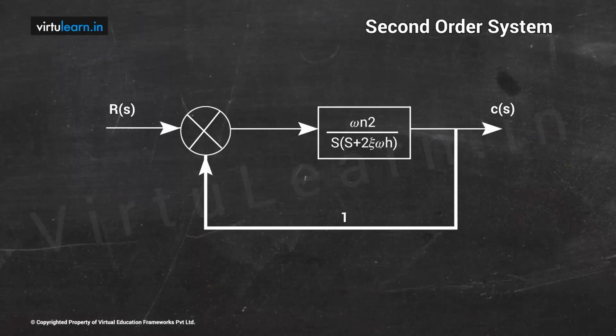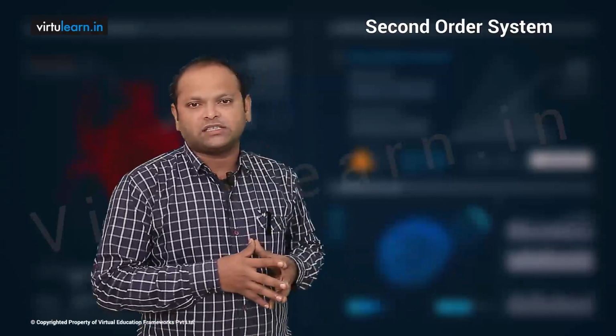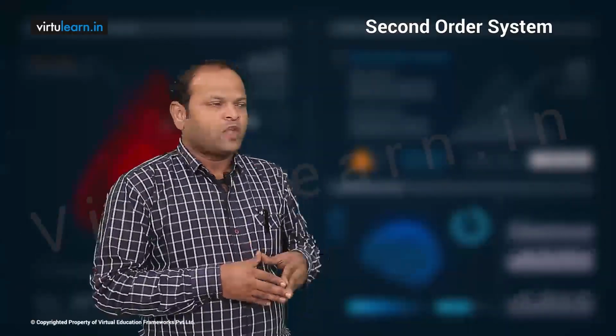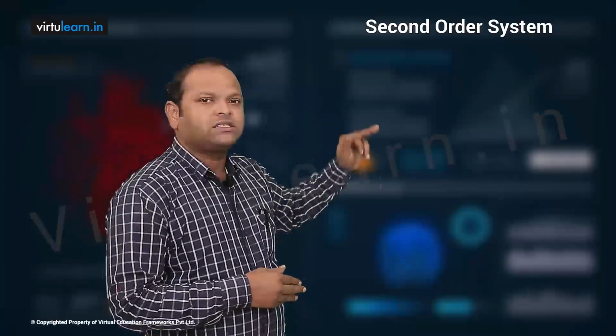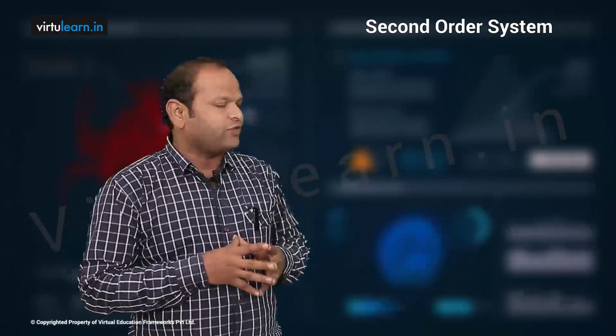So I have a summing point and there is your forward path transfer function. We have feedback. Again, for simplicity we are taking unity feedback, R of s, C of s, and feedback. This is the G of s. What will be the G of s here? The G of s here will be omega n square by s into s plus 2 zeta omega n. H is anyway 1.